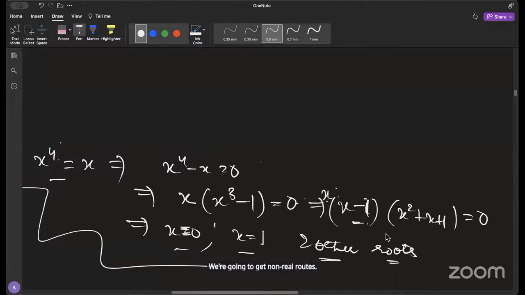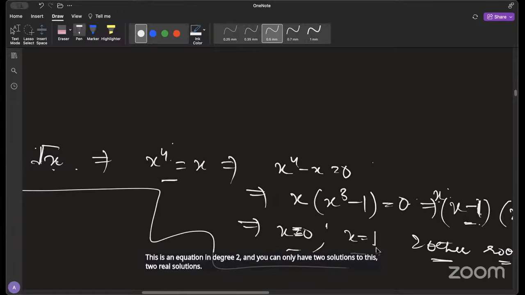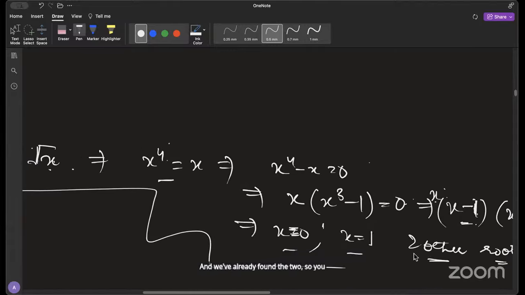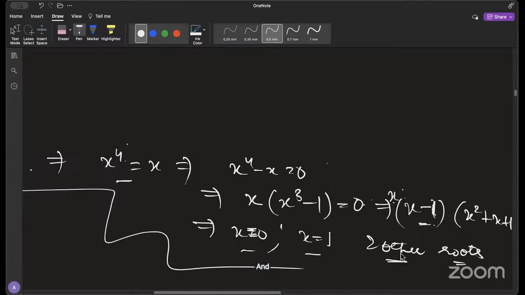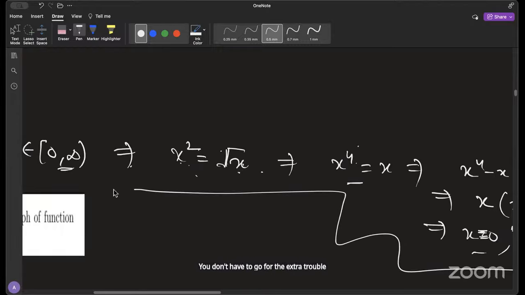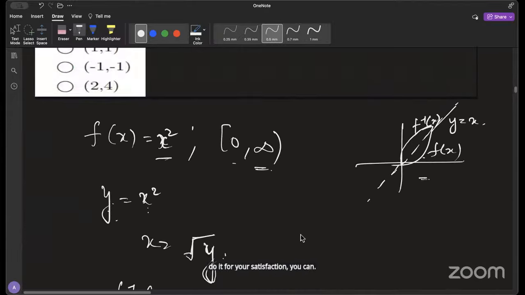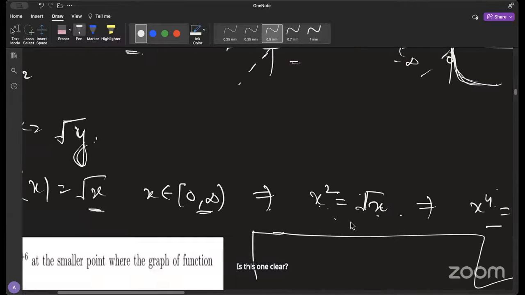So there are reasons to discard these two roots. One reason is that they're not real. The other reason is that this is an equation of degree 2, and you can only have 2 real solutions to this. And you've already found the 2, so you don't have to look for the other 2 and check if they are real or not. You don't have to go through the extra trouble. But if you still want to do it for your satisfaction, you can. Is this one clear?